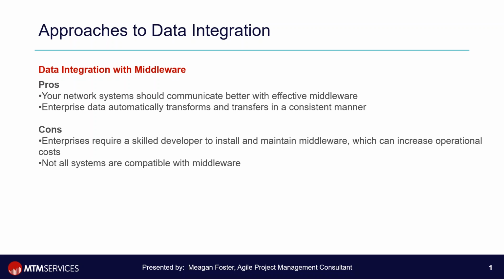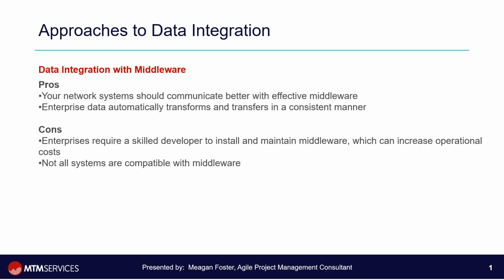The pros here are that your network systems will communicate better with effective middleware, and enterprise data automatically transforms and transfers in a consistent manner. Comparing this to the manual processes, we're eliminating some errors here, because once we have that middleware set up and configured to transform and transfer the data, it will be able to do that consistently every time. We're not at risk for human error like we are with the manual data processes.